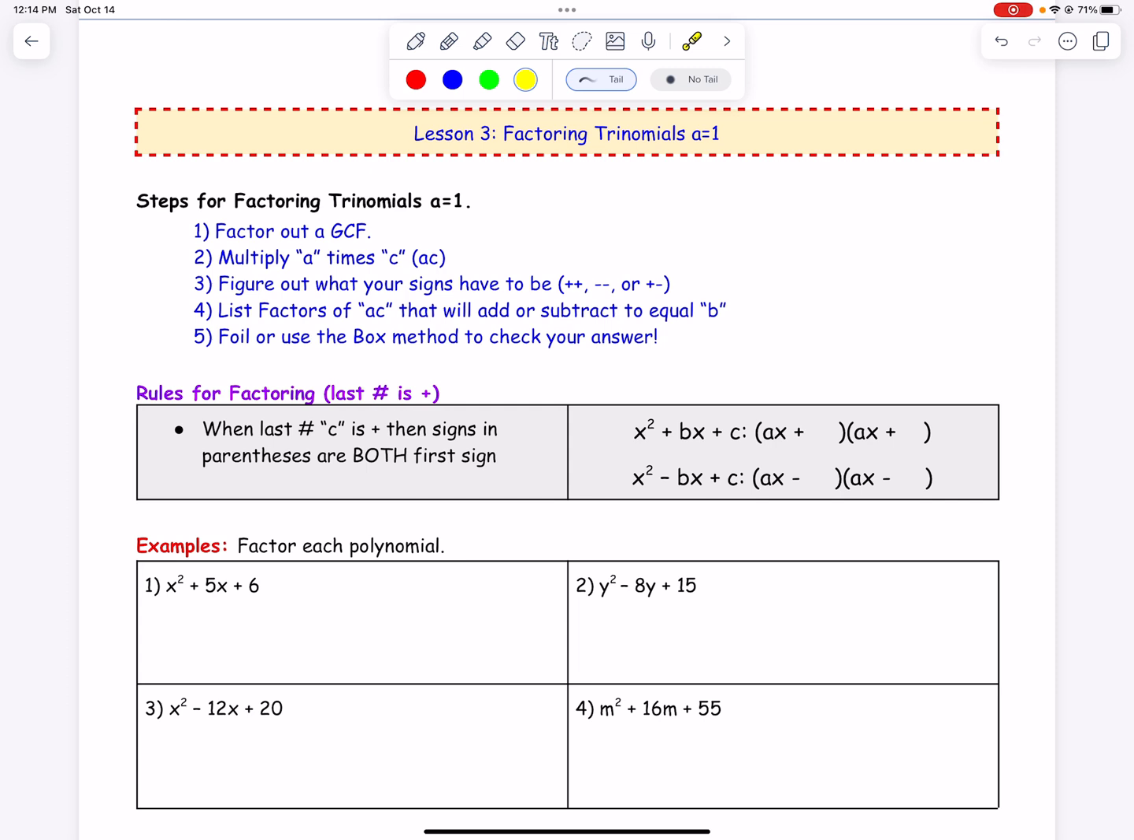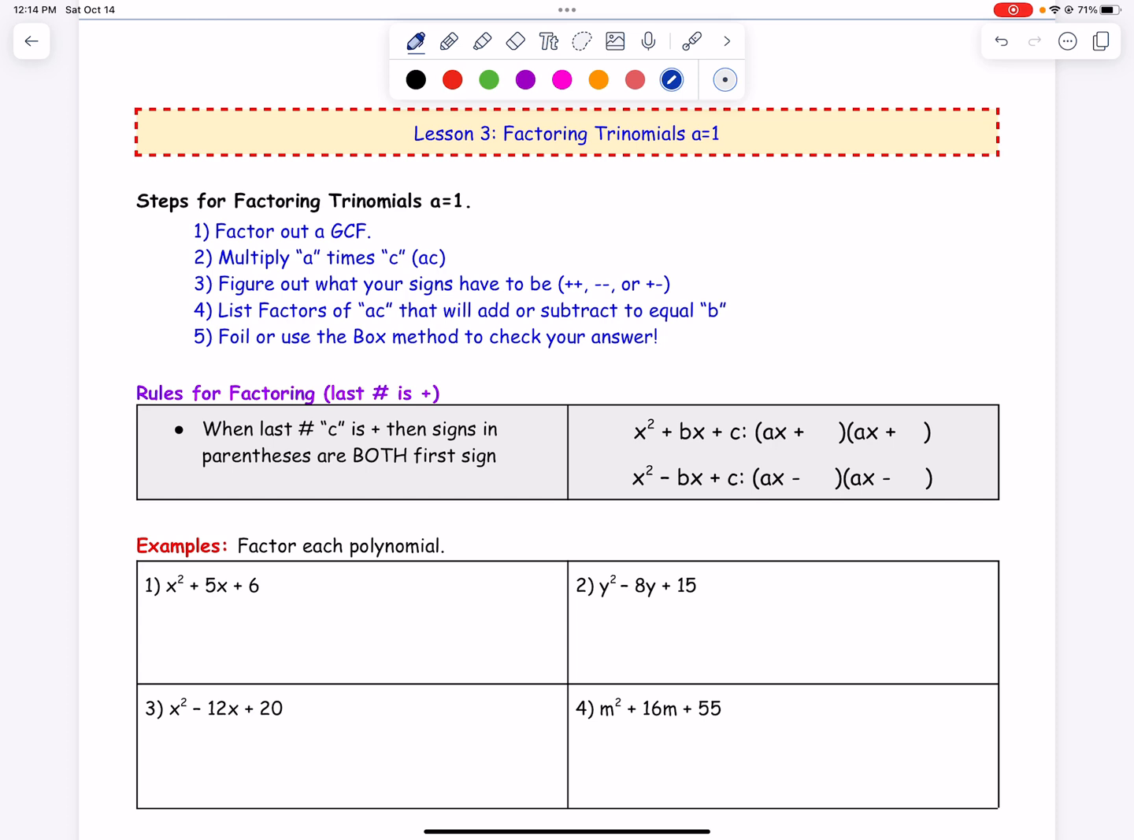Then we multiply the a value times the c value. We figure out what our signs are, and then we list the factors of a times c to figure out what we'll add or subtract to equal the b. Then you can check your answer by multiplying it back together with the FOIL method or the box method.